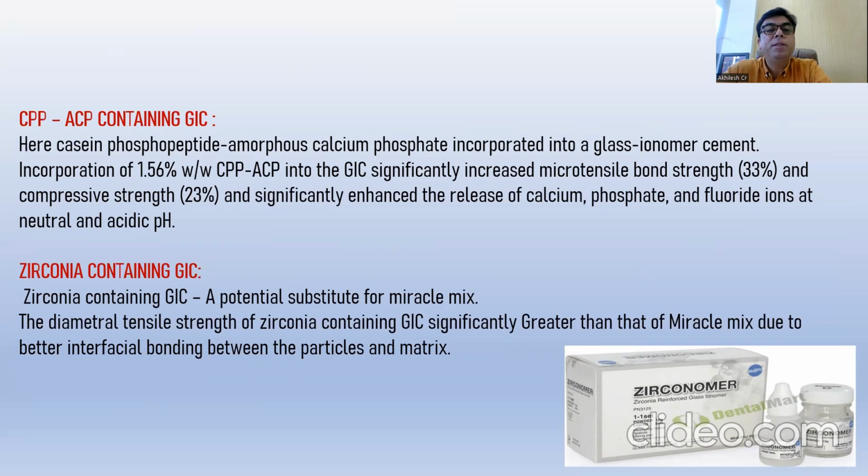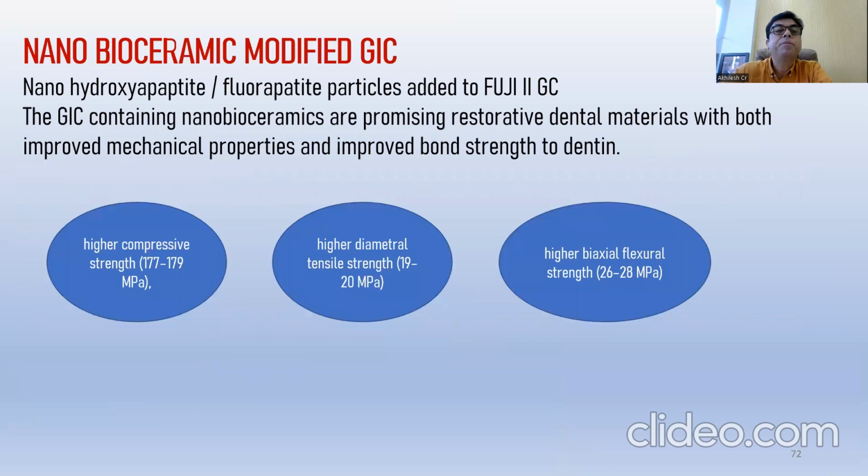Zirconia containing GIC is a potential substitute for miracle mix. The diametral tensile strength of zirconia containing GIC is significantly greater than that of miracle mix due to the better interfacial bonding between the particles and the matrix.